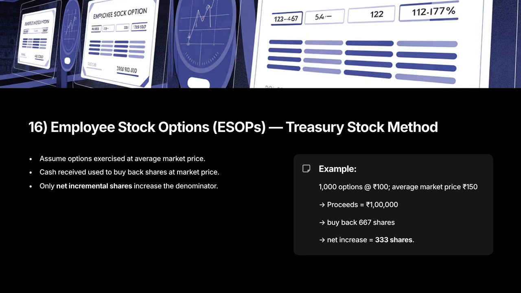16. Employee stock options, Treasury Stock Method. For ESOPs, assume all options are exercised at the average market price. The company then uses the cash received to buy back some shares at that same market price. Only the net new shares remaining after this notional buyback are treated as dilution. Example: 1,000 options at 100 rupees each, and the average market price is 150 rupees. Proceeds equal 1 lakh rupees, enough to buy back 667 shares, so only 333 shares are treated as new.